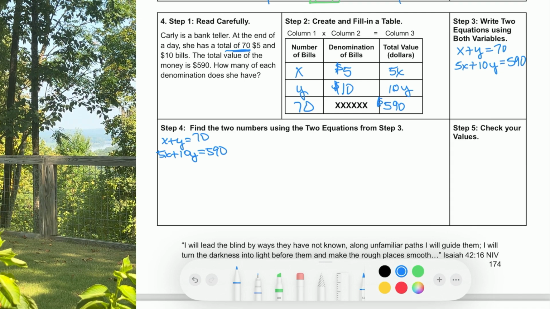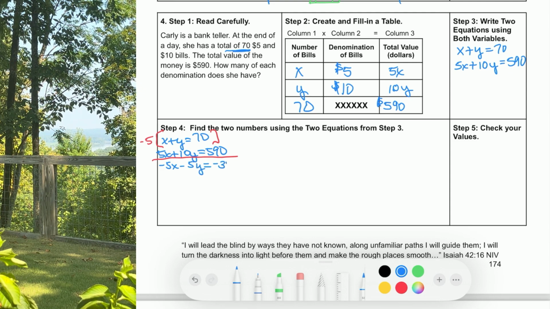I'm going to do elimination, but I need to adjust one of my equations to do that. So I'm going to adjust this top one and I'm going to multiply it by 5 so that we can get rid of our x's. So let's do that. And I need to multiply it by a -5. So we end up with an opposite sign on our equations. All right, so -5x minus 5y equals -350 when I multiply that through. Rewrite my other one.